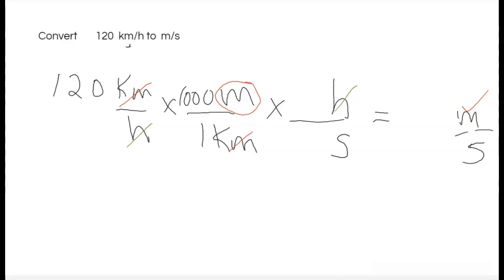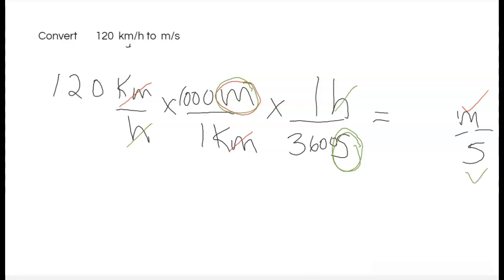And so the final step here is that I need to say, well, how many seconds are there in an hour? What is the relationship here? Well, 1 hour is equal to 3,600 seconds. And in so doing, I am left with seconds as my unit because those hours will cancel. So meters divided by seconds gives me meters per second.